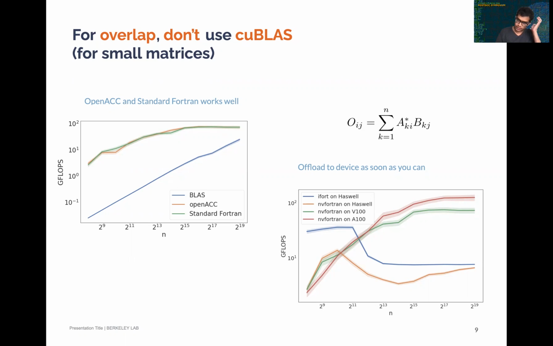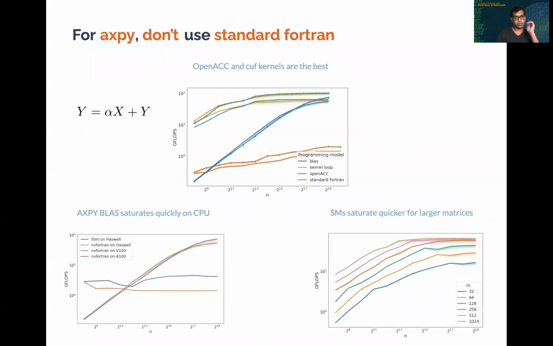What happens when you look at something very familiar, AXPY, AX plus Y? There the results are that OpenACC and CUF kernels are your best bets. I show the results for both A100s and V100s. The A100s are dots on a line, and the V100s are just lines. They are remarkably close to each other, so there's not much performance gain to be had. But OpenACC and CUF kernels are miles better than anything else, including BLAS.